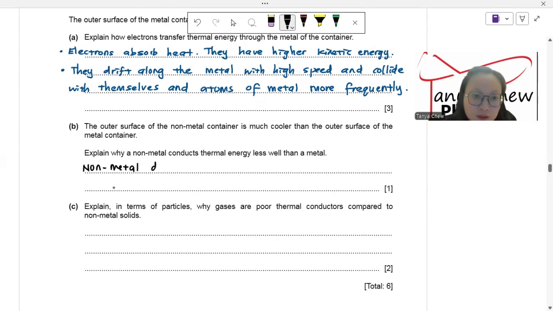non-metal does not contain delocalized electrons. Or, if you don't like the word delocalized, you could also replace it with free electrons, electrons that are free to move about, to transfer heat.